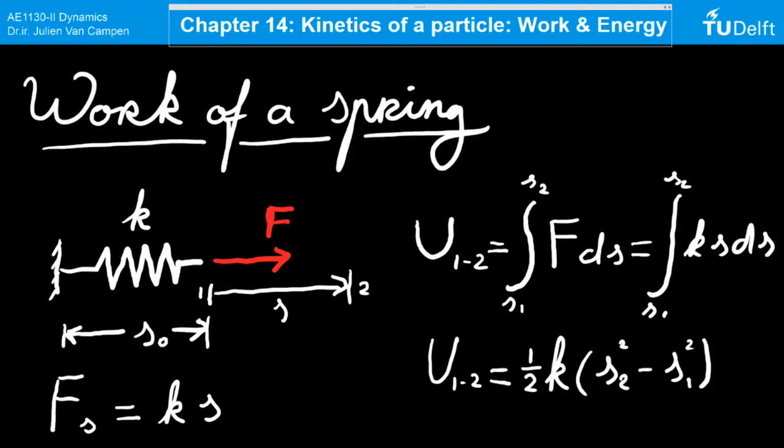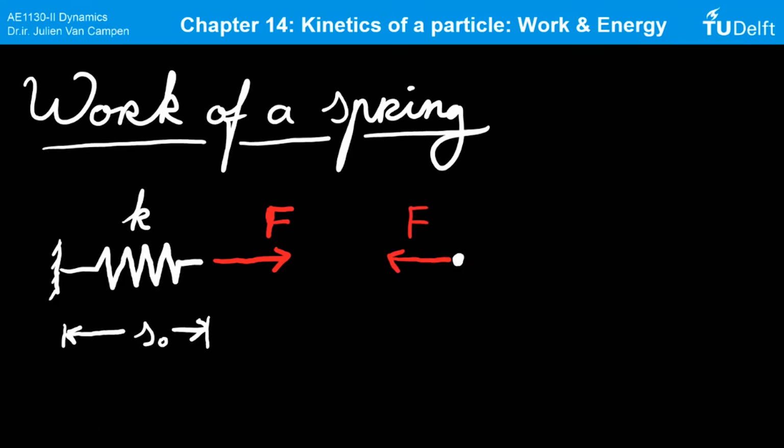In determining the work done by a spring, it is important to notice the direction of the force. Here I've drawn a particle connected to a spring. Because of the third law of Newton, the force on the particle connected to the spring is equal in magnitude but opposite in direction. Hence, the work experienced by the particle is negative the work experienced by the spring. This is important to remember.